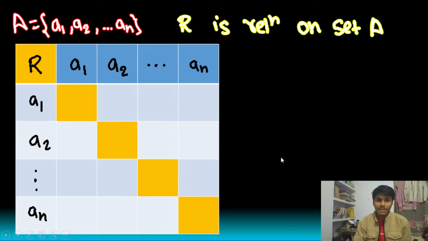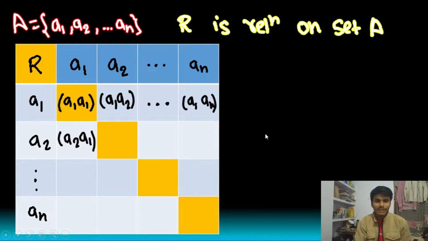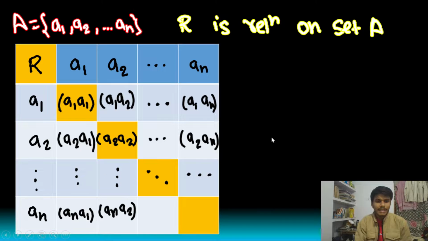This is our matrix or table by which we will define whether a relation is antisymmetric or not. These are our elements A1, A2, ..., An in the horizontal row, and A1, A2, ..., An in the vertical column. Any combination of row and column produces a particular element of this relation R. So what elements are we having? We are having (A1, A1), (A1, A2), similarly (A1, An), and so on, down to (An, A1), (An, A2), and finally (An, An). We fill this table first of all.